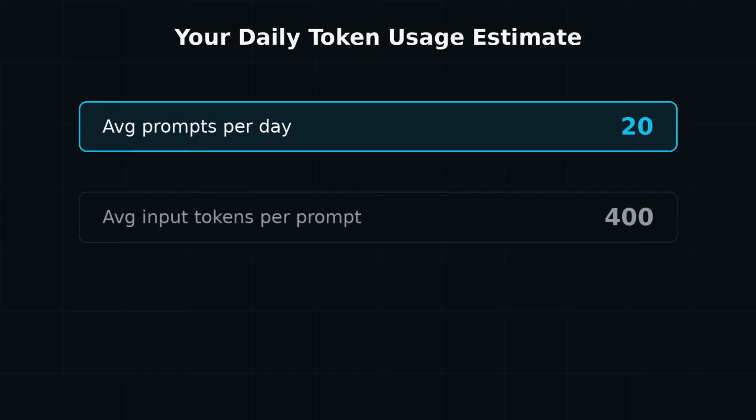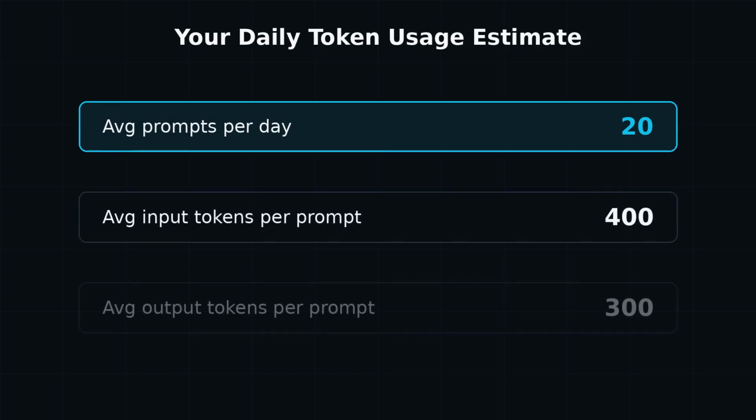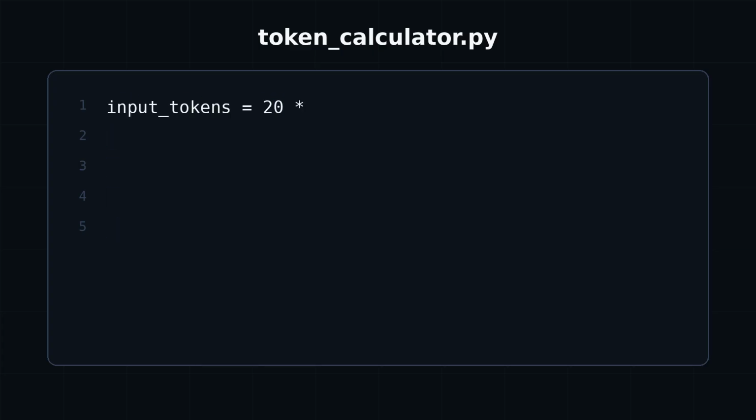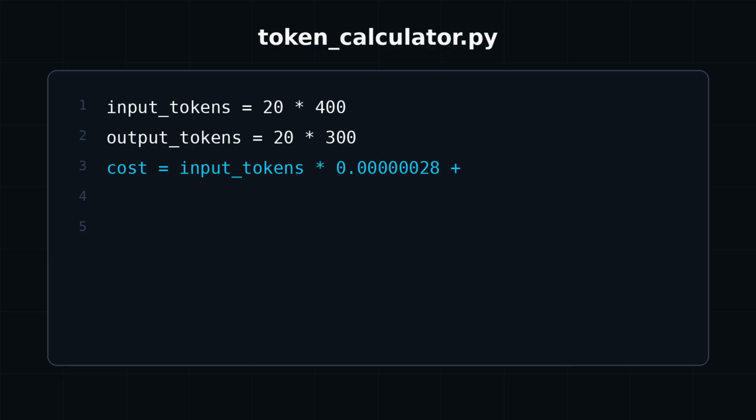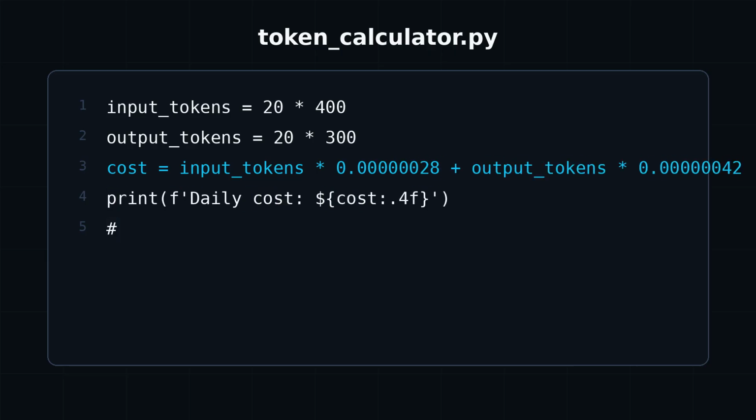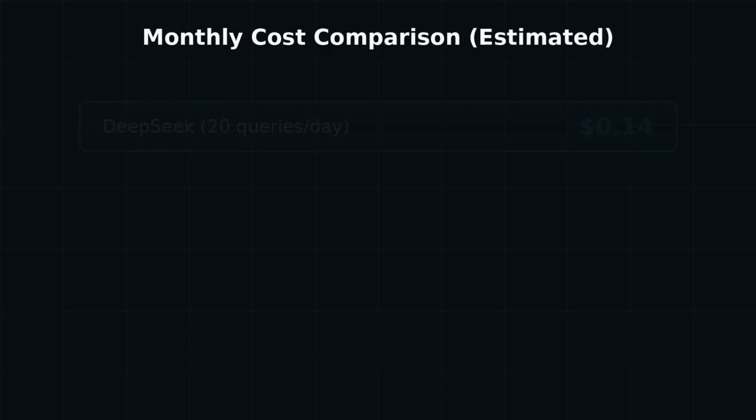Now let's assemble everything into a working calculator. First, estimate your daily usage, how many prompts you send, and the average input and output token counts per prompt. For a typical knowledge worker, that might be 20 queries, each with 400 input tokens and 300 output tokens. If you're using DeepSeek at 28 cents per million input and 42 cents per million output, your daily cost is roughly half a cent, under 15 cents a month.